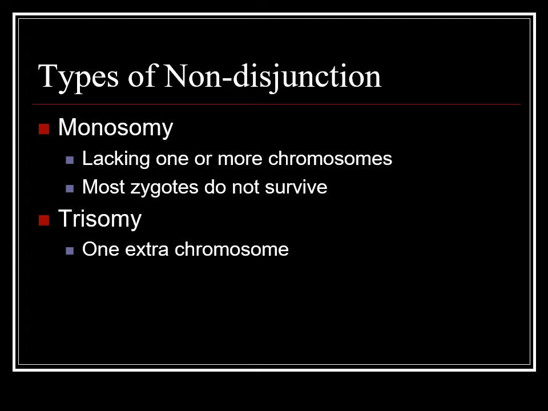So we have two types of non-disjunction. We have what's a monosomy. So remember, mono is one. We learned that before when we talked about monomers. So a monosomy is when you have one chromosome when you're supposed to be having two. All right. So you're lacking one or more chromosomes. You're missing one. In most of the cases, if you're missing a chromosome, you're missing a bunch of instructions for making your body. The zygote, which is the fertilized egg, does not survive.